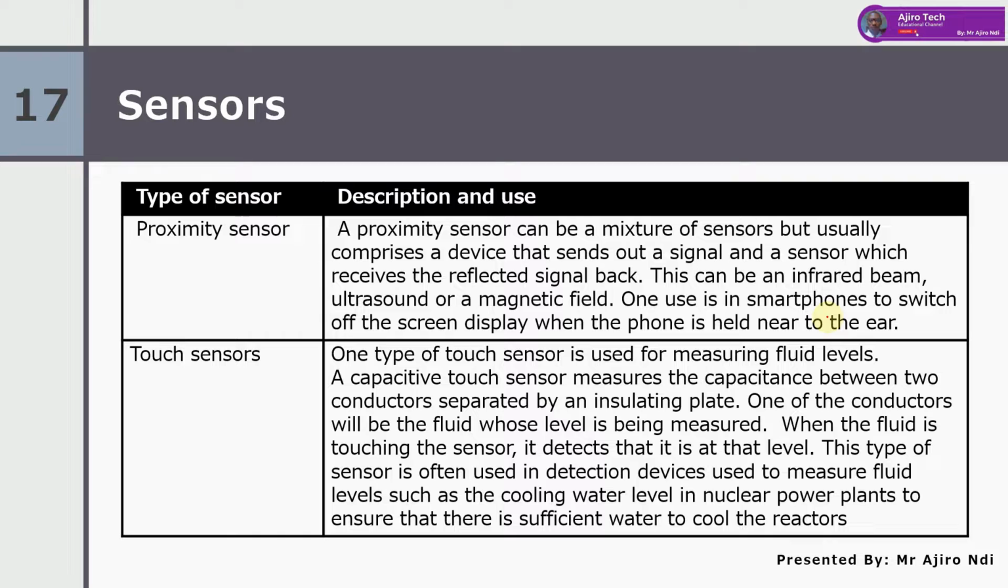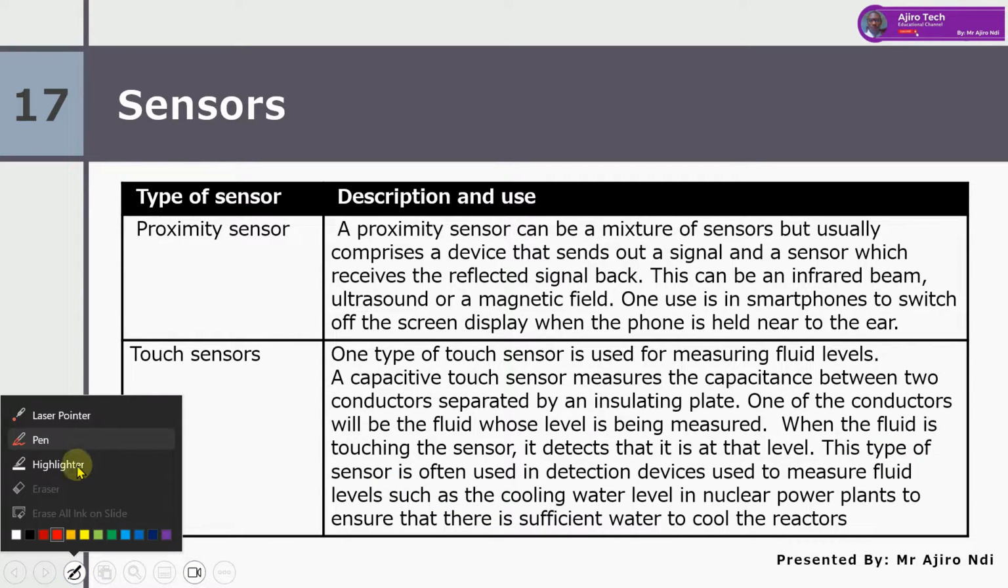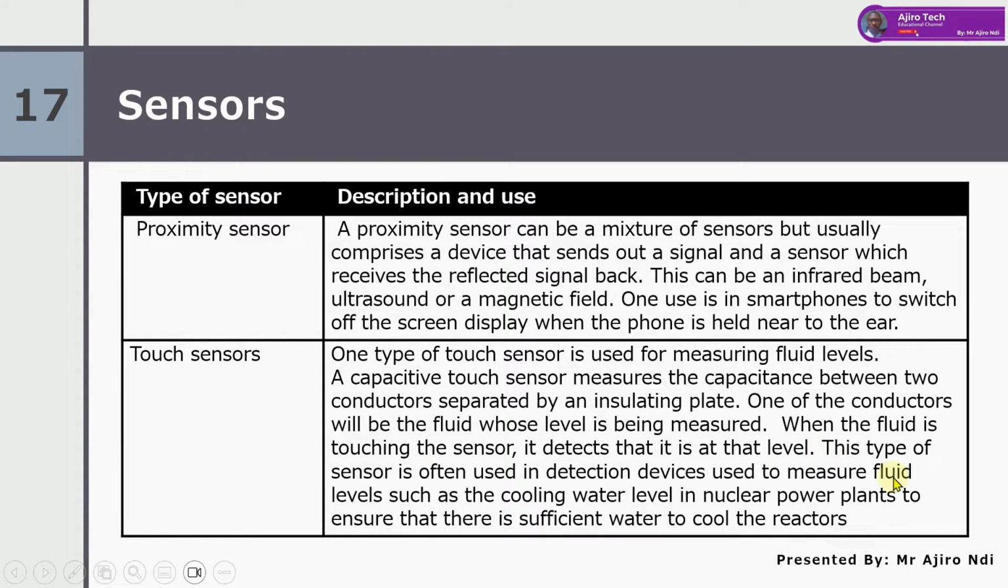The next one is a touch sensor. One type of touch sensor is used for measuring what? Fluid levels. Again, just to make it all clearer, it's used in detection devices to measure fluid levels, such as the cooling water level in a nuclear power plant, to ensure there is sufficient water to cool the reactor.